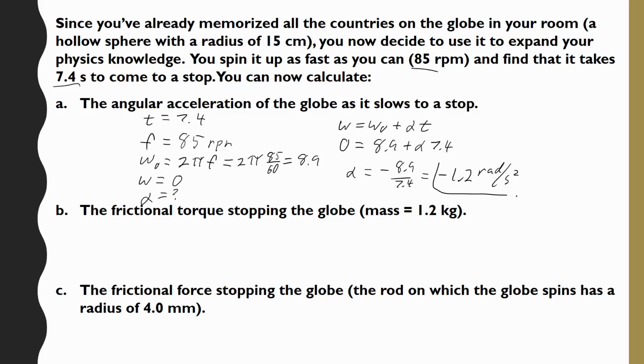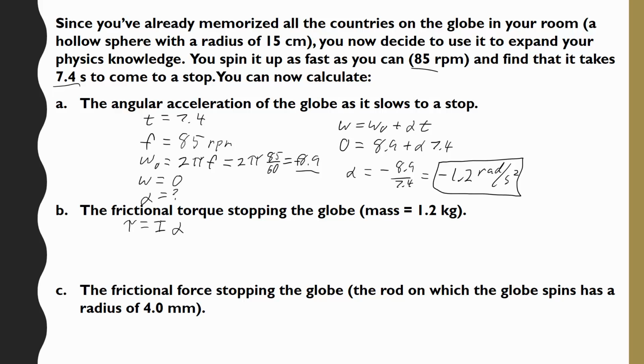We get a negative here because we called our initial velocity positive. And since we're slowing down, that means we're going to get a negative. We could have switched those, it doesn't really matter. Most of the time we're just concerned with the magnitude of these things. Now we want to know the torque stopping the globe. So the equation for torque in dynamics is torque equals I alpha.